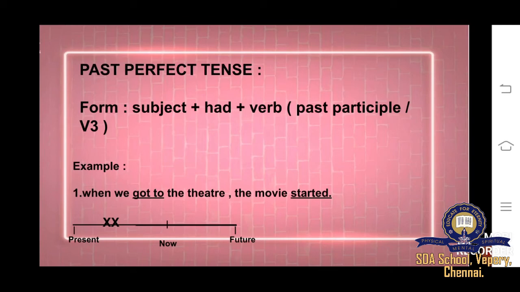This is the past perfect tense. We make it with a subject plus had plus a verb in past participle or V3 form. So the structure is subject plus had plus verb past participle or V3 form. We use it for the first past action when there are two or more past actions, to clearly show which action happened first.